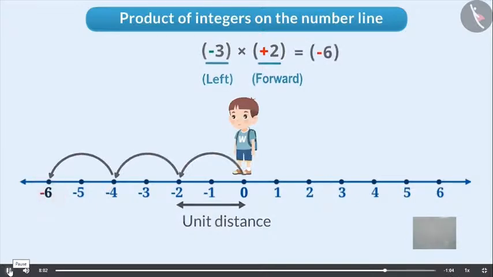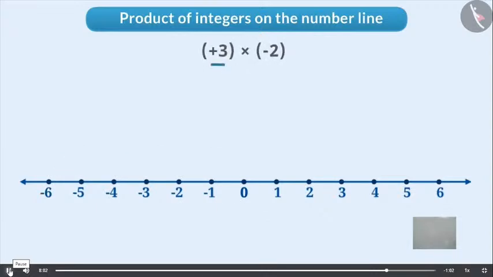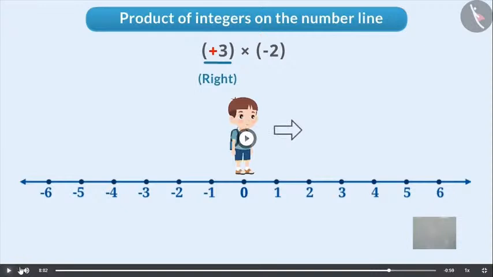In positive 3 into minus 2, the first number is positive. That means the person is looking towards the right. And now minus 2, you tell me whether he will go forward or backward.